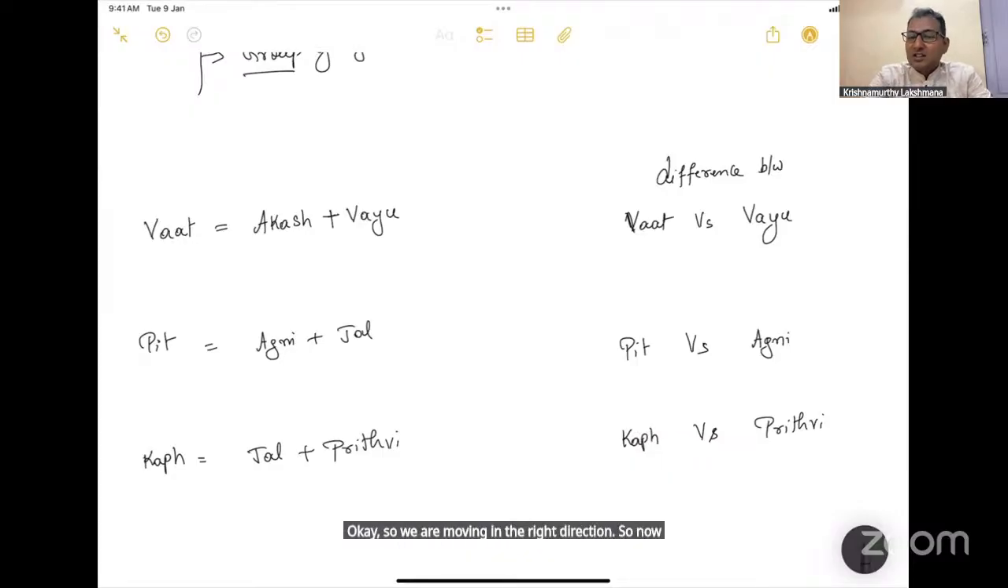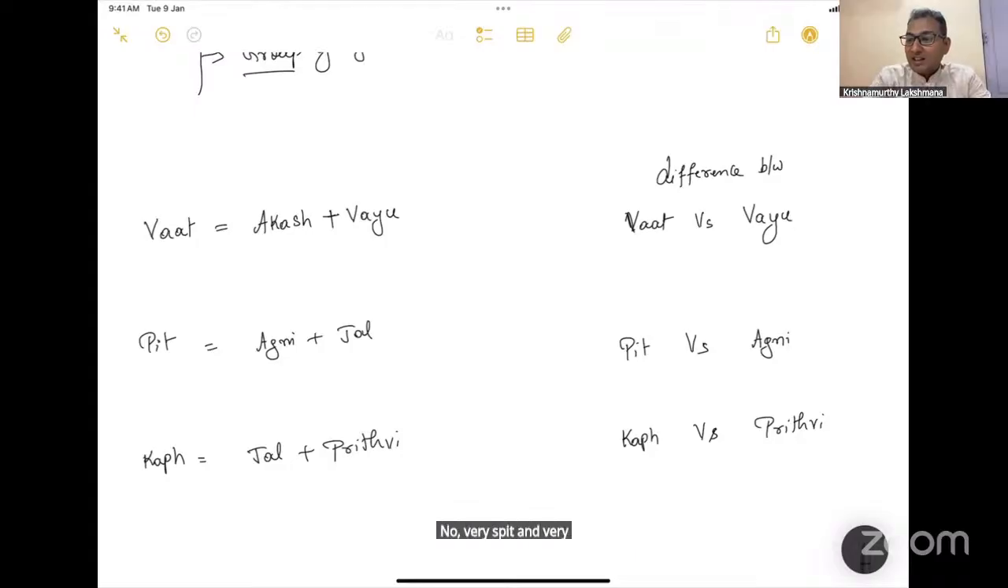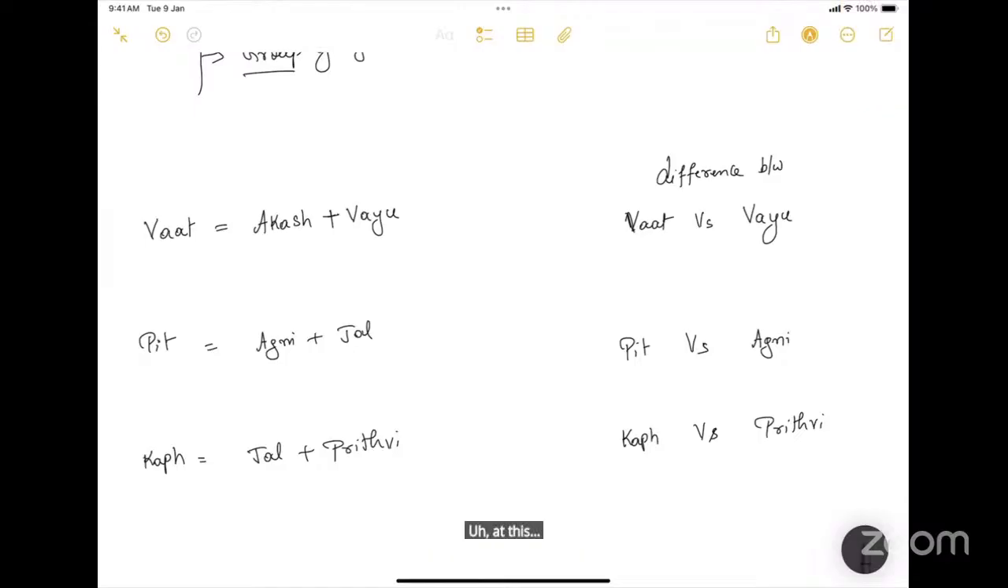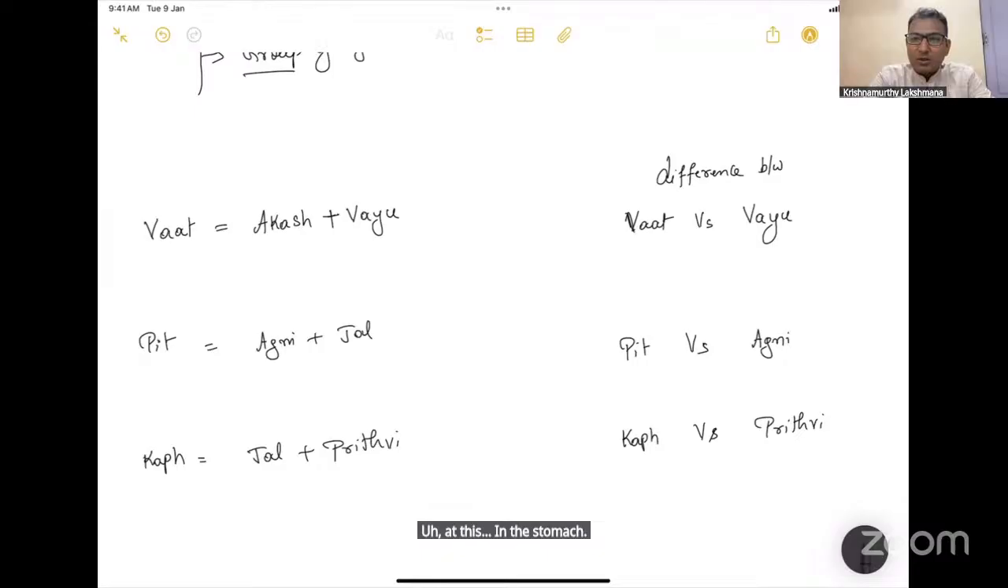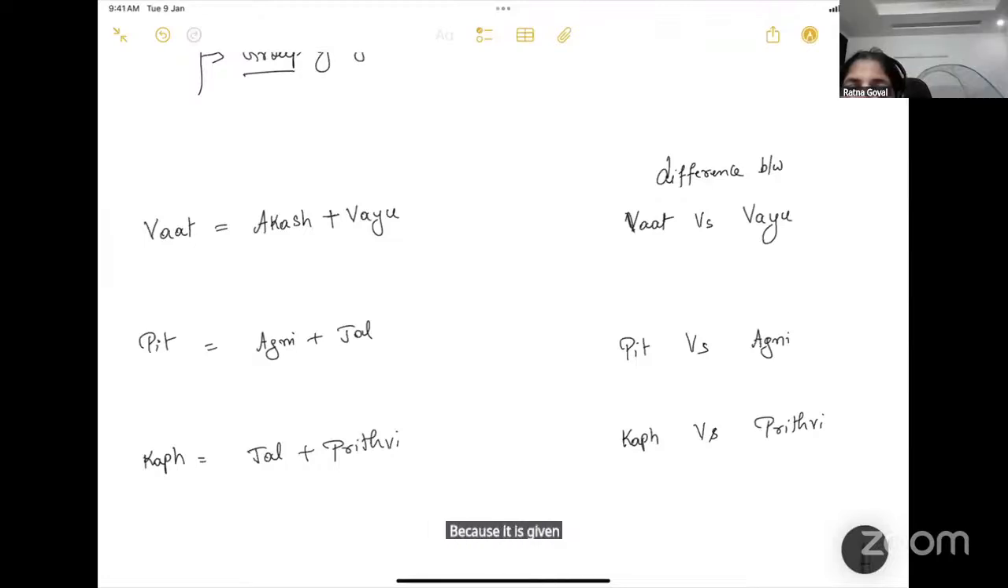So now define it. Pith and Agni. What is the difference? Maybe a group of cells that form a tissue. No, where is Pith and where is Agni in that? In the stomach. Oh, so only in the stomach Agni is there? Where is Pit and where is Agni? Liver, gallbladder, the stomach. Because it is given in the book, you're telling that. So other places Agni is not there?